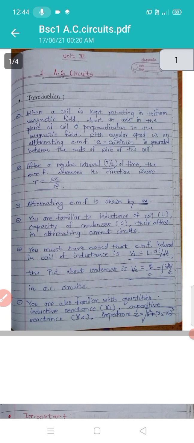Battery is the example of direct current. And in our home or any commercial use there is a use of AC currents. Then what is the difference between AC and DC? See, DC is the flow of electric charge only in one direction. There is no reverse direction.